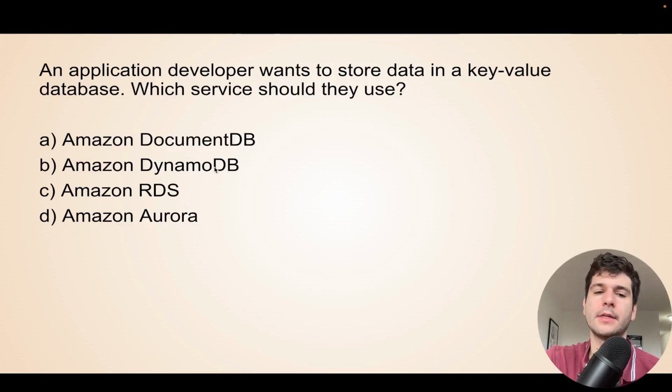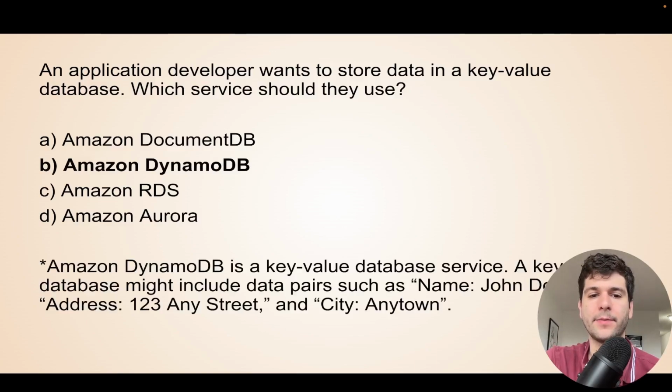Amazon DynamoDB is Amazon's non-relational database that uses key value pairs. So you can see here an example of how that would look. A key value database might include pairs like name and then John Doe, or city and then New York, or address and then some other value here. So that's a key value database. Definitely expect some database related questions on the exam.